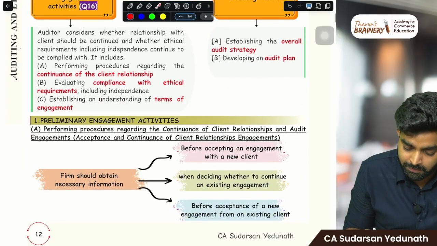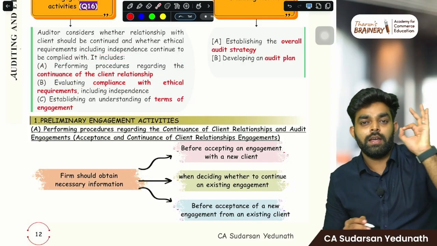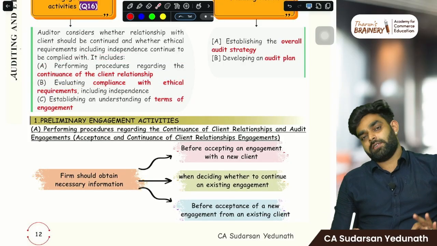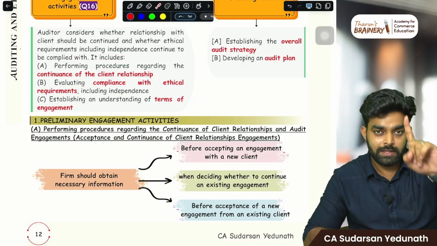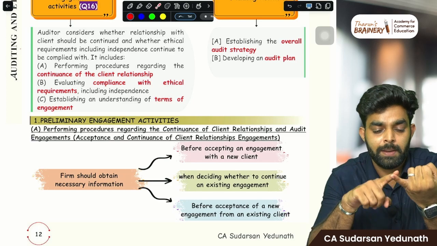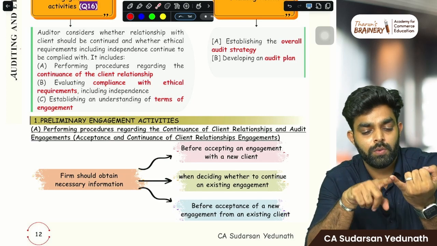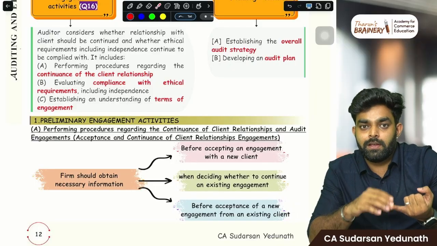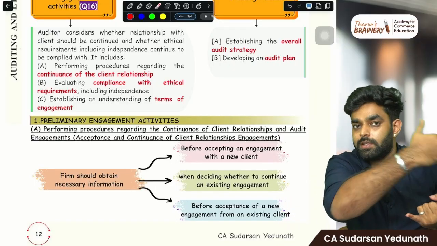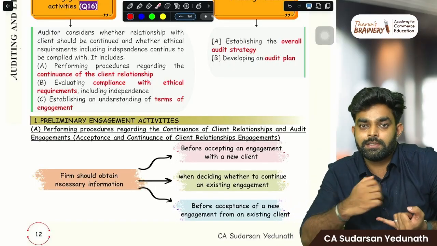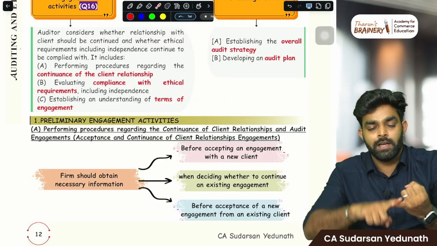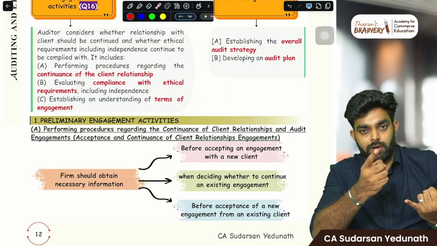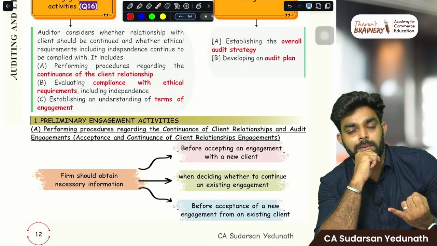First, perform procedures regarding continuance of client relationship. There are 3 cases for that. Imagine last year and the previous year also you were the auditor of Zomato. So this year, when they are coming, you are continuing the engagement. Last 2 years you were there, so this year it is a continuance of engagement. So you have to decide whether you need to continue with them or not. That is seeing their integrity. Like Zomato, Deepinder Goyal, is there any problem with the company?